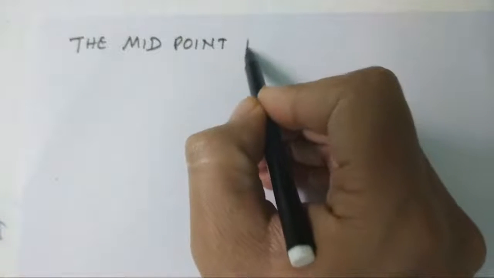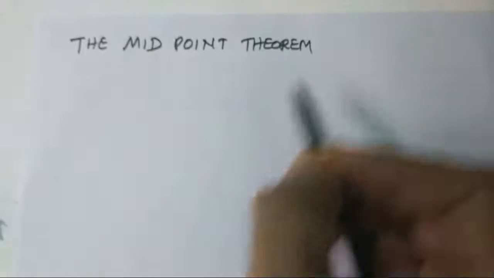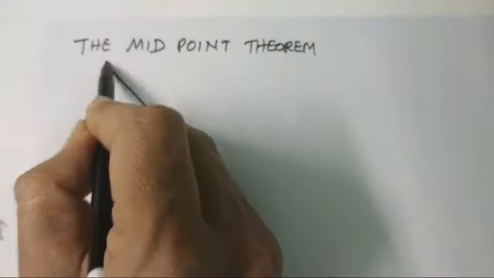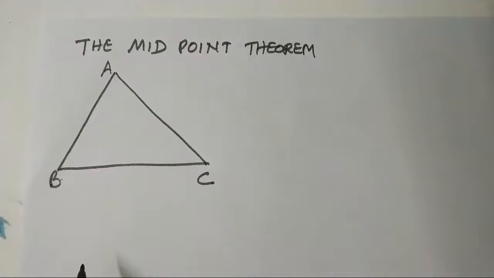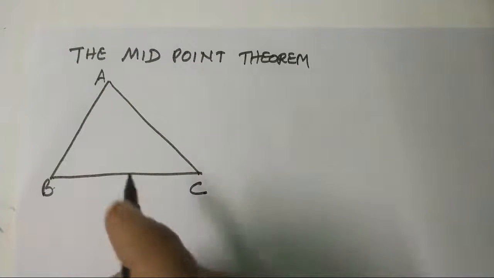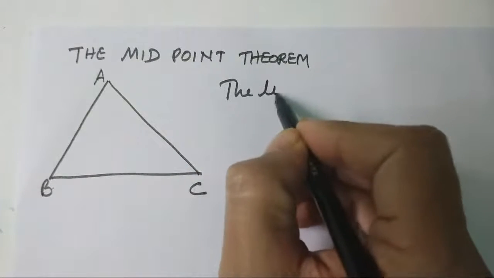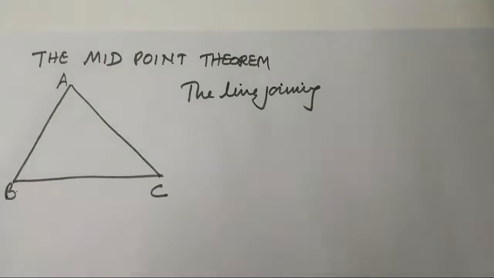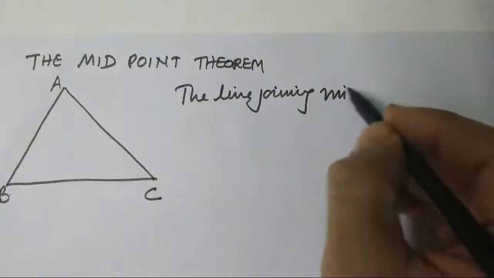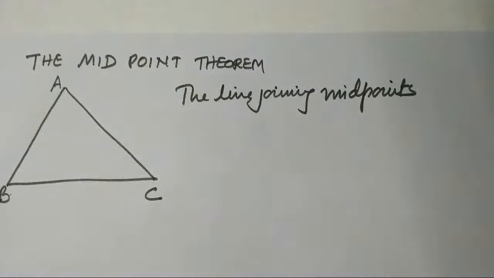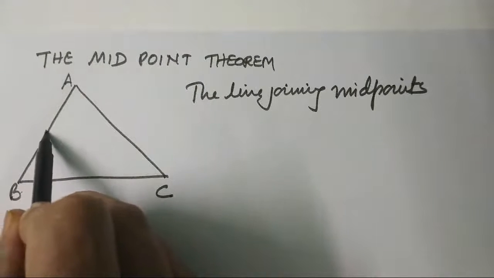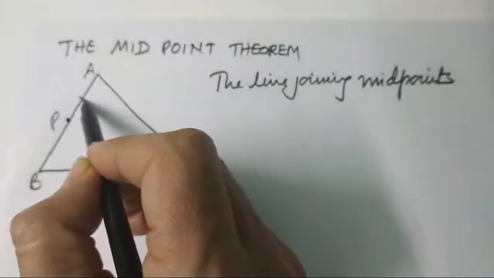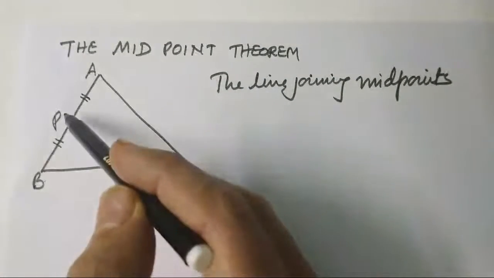So in the midpoint theorem, you have to understand that there is a concept for a triangle, any triangle. If I call this triangle ABC, in this triangle the theorem is a rule, and the theorem says the line which will join midpoints. There are two midpoints in this concept. If this is a midpoint, midpoint means midpoint of this line, then this length will be equal to this length. It means AP and PB are equal.